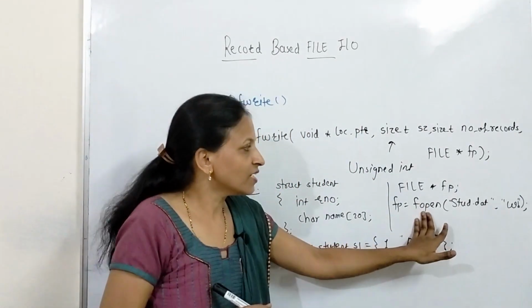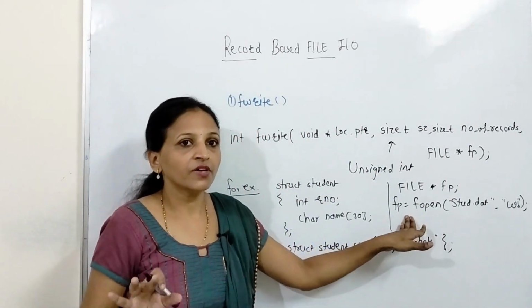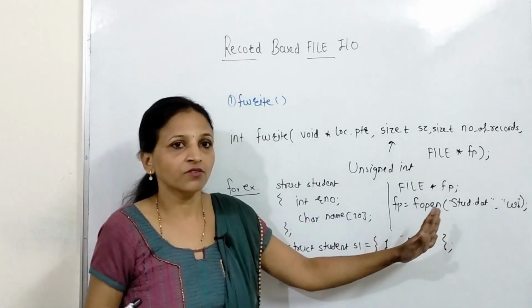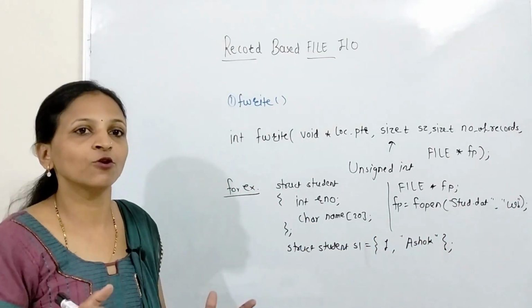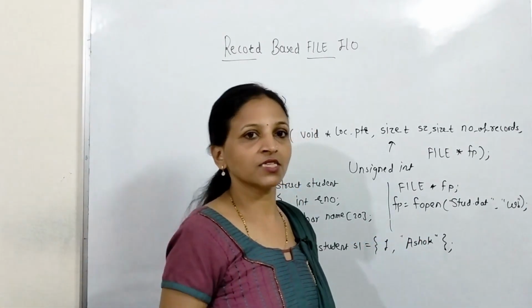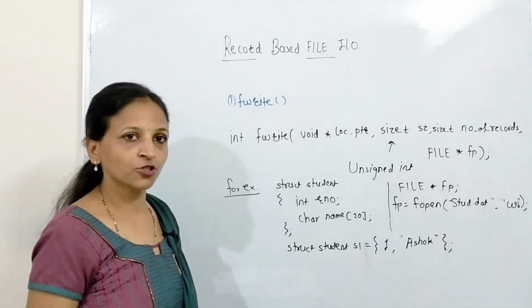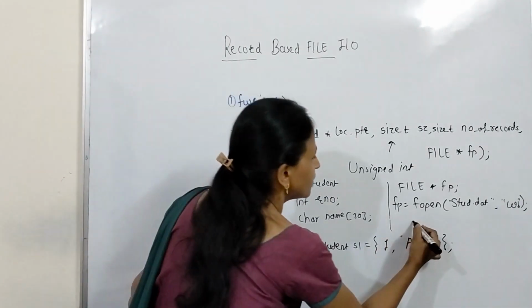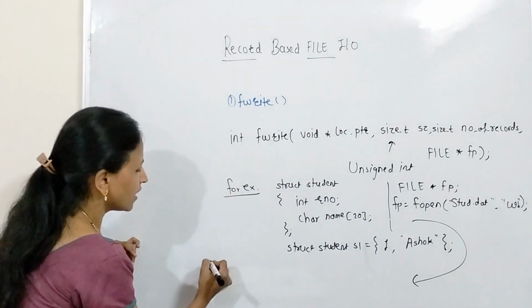Now we have opened that file, on successful execution fp will not be null. If fp is equal to null, then we have to give a message to the user like file opening failed. Otherwise we can say that the file has been successfully created, now we can write contents to the file with the help of the fwrite function. Now how to write, let us see. Here I am writing again, let's say fwrite.